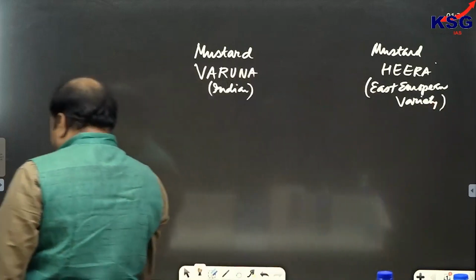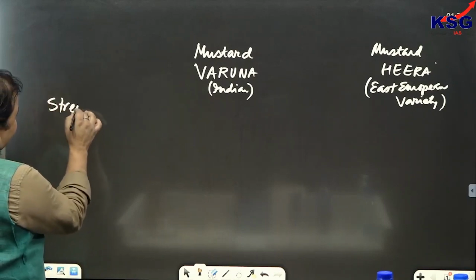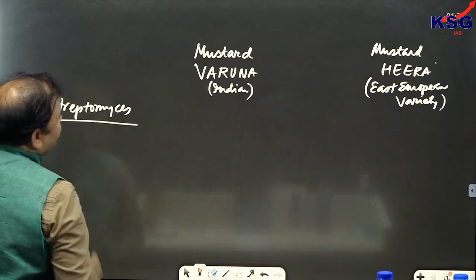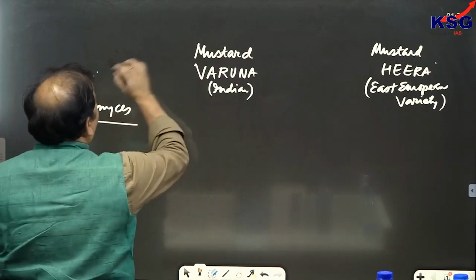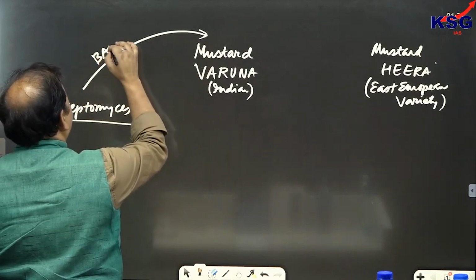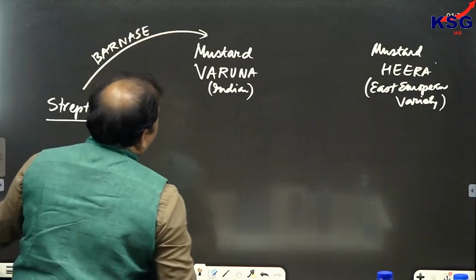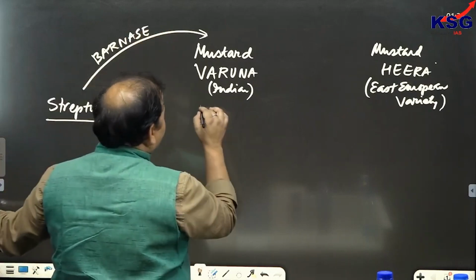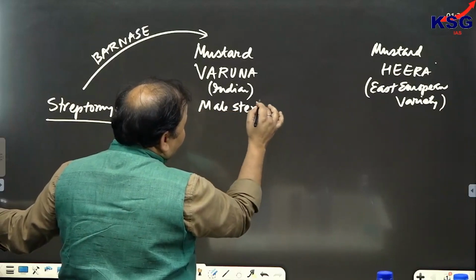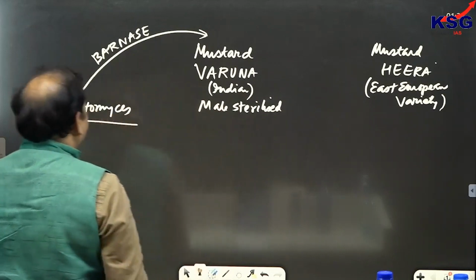Clear? And then from a bacterium called Streptomyces, we have taken a gene called Barnase. We have introduced this gene Barnase into Varuna to make it male sterile. Male sterile means the male part of the flower of Varuna won't be functioning. The female part would be the only one active.